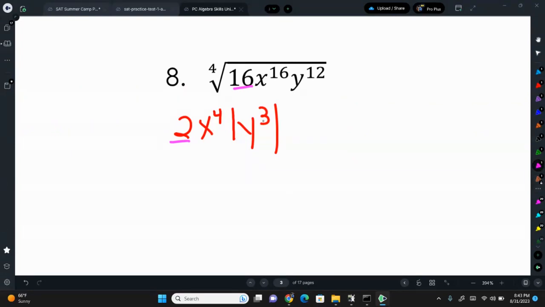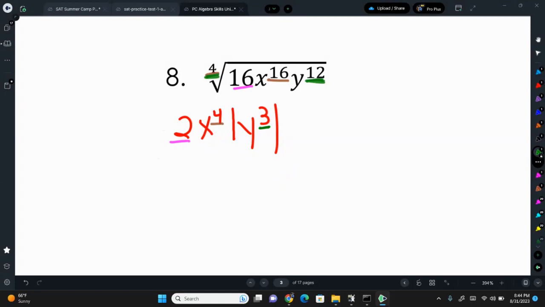But in number 8 over here, we did the 4th root of 16, which is 2. And then for x, 16 divided by 4 is 4 with no remainder. Because 4 is even, our x to the 4th came out as an even exponent, so we don't need absolute value bars. Y to the 12th, 12 divided by 4 is 3. Well, even root 4 and even exponent 12 gave us an odd result, so we need absolute value bars.